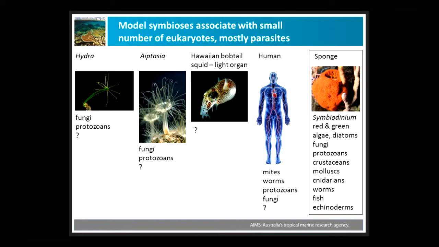I'd like to note that there's one other group of marine invertebrates, the sponges, that are equally diverse in terms of their eukaryotic symbionts. Some sponges are photosynthetic, and they can associate with Symbiodinium, red or green algae, diatoms. And in addition, they associate with fungi, protozoans, crustaceans, mollusks, cnidarians, worms, fish, and echinoderms. So they provide a similar diversity of eukaryotic symbionts compared to coral.